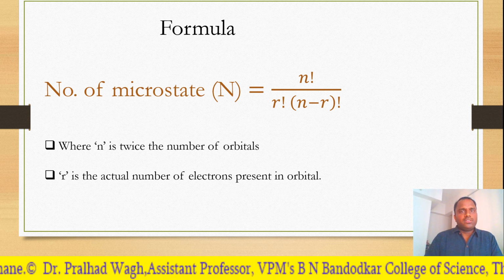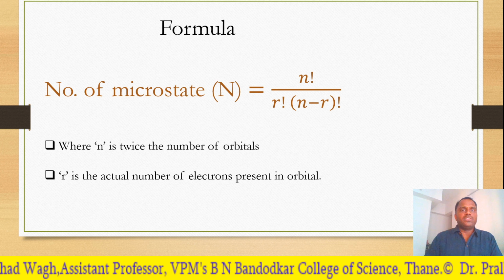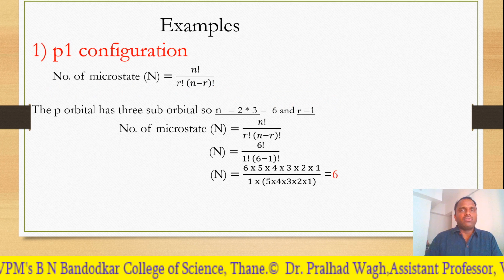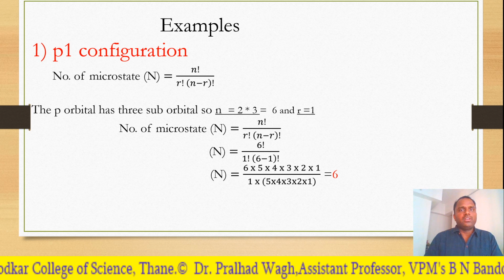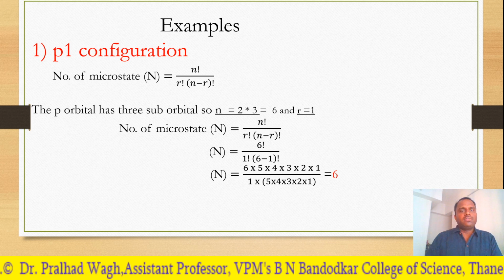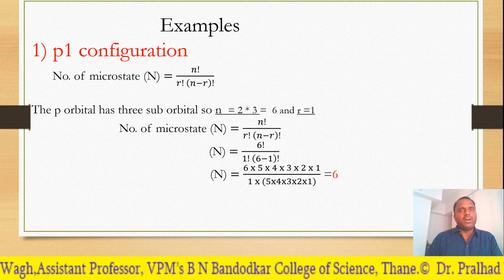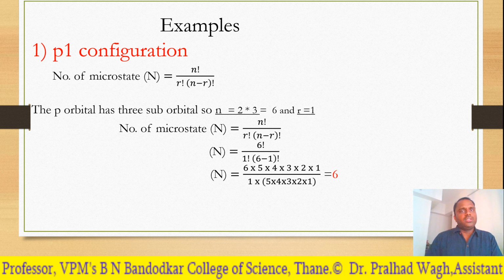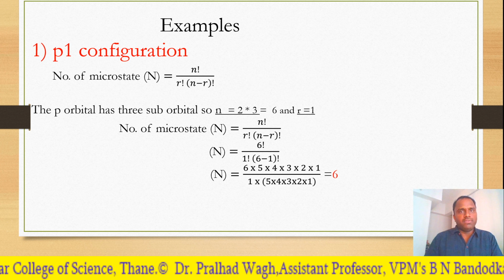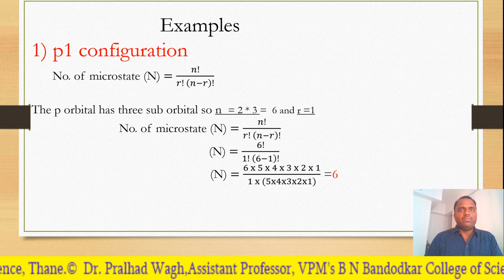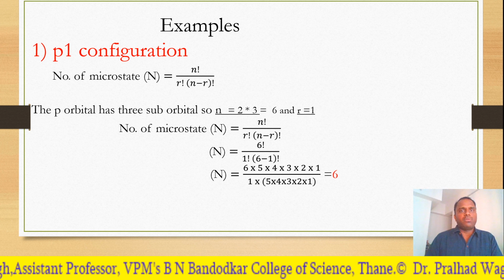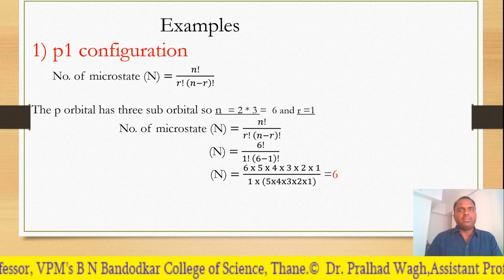Let's try to solve examples on this topic. The first example is p1 configuration. Here the value of n is 6 and the value of r is 1, because the system has only one electron, so r is 1, while n is 6 as the p contains 3 sub-orbitals, so 2 into 3 becomes 6.